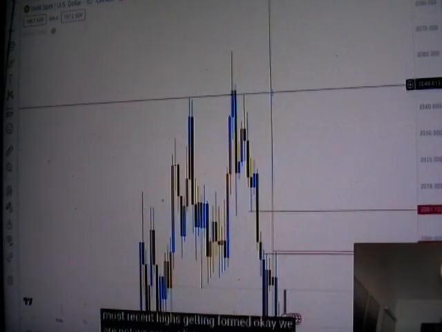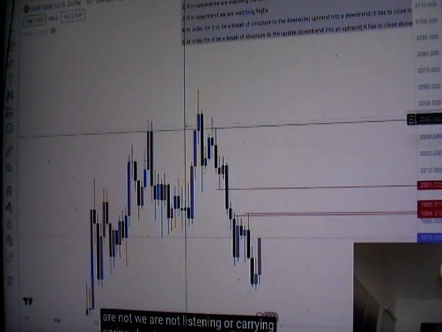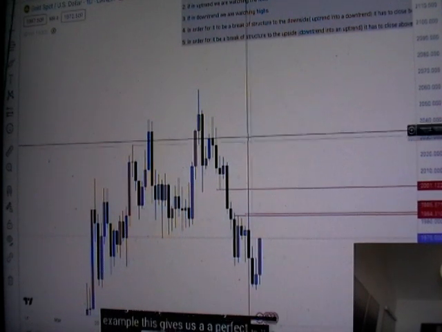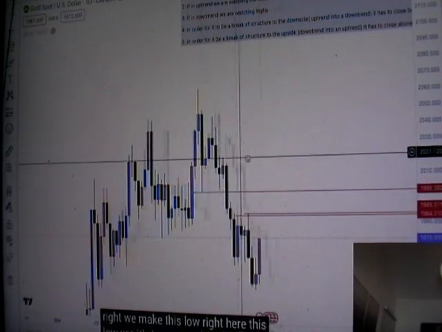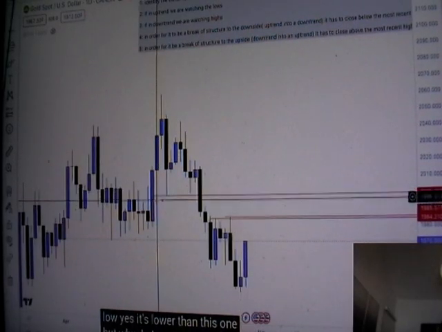Understand that we are consistently watching the most recent lows and the most recent highs getting formed. Okay, we are not listening or caring about past lows. So in this example, this gives us a perfect example, okay? We make this low right here. This low, yes, it's lower than this one, but why do I not care about it anymore? Because of our most recent low.